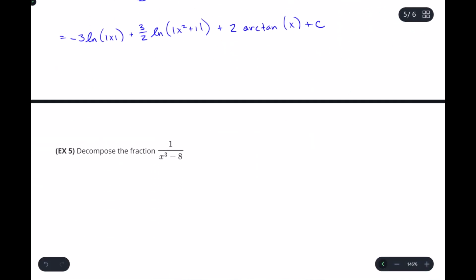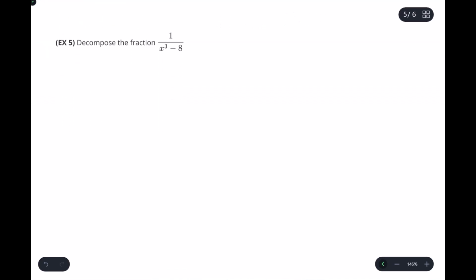Okay, now I have another example where I don't want us to actually do the integration in the end. The integration actually would be very similar to what we did here, but the steps involved in getting to the integral are a little bit more complicated in this problem, and so I want to do that particular situation. Okay, so we just want to decompose the fraction 1 over x cubed minus 8.